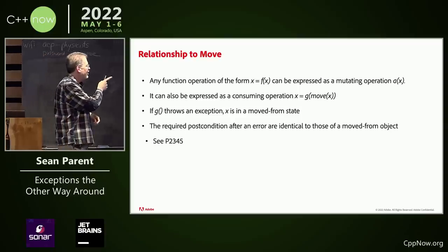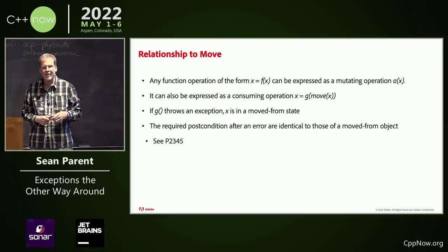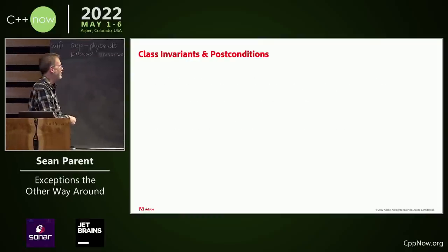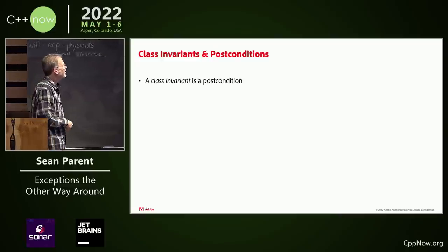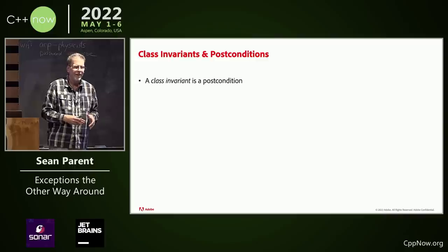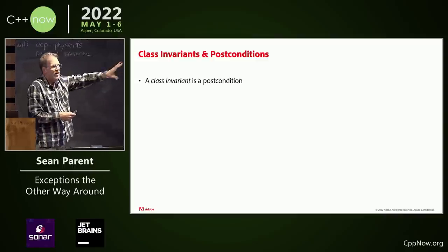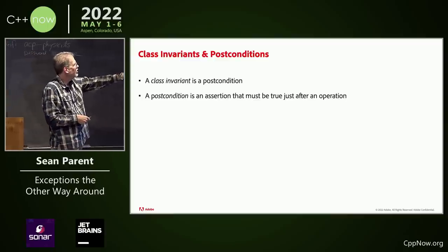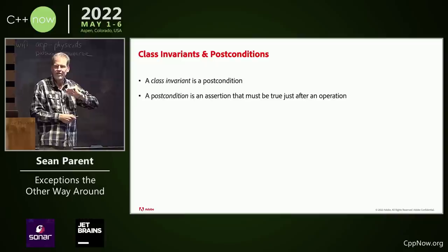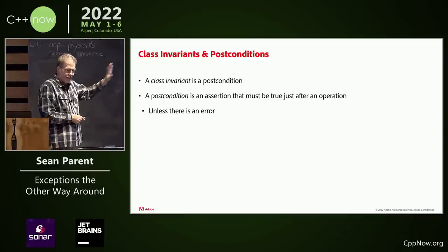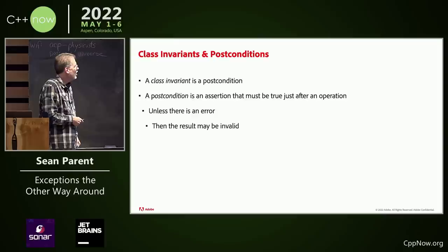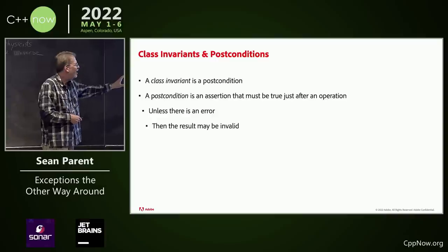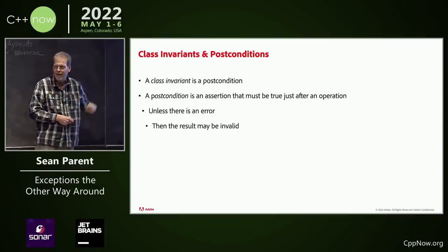I've got a proposal, P2345, for the standard committee to actually fix the requirements of a moved-from object. So I'm talking about the fixed requirements that are identical. Class invariants and postconditions. We have to revisit this a little bit. A class invariant is a postcondition. We said that before. A postcondition is an assertion that must be true just after an operation, unless there is an error. Instead of saying then it satisfies the invariants, now we're going to say then the result may be invalid.